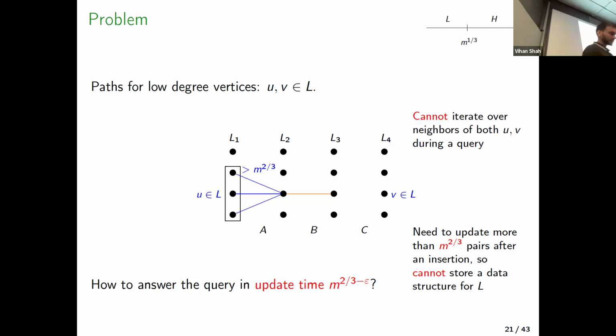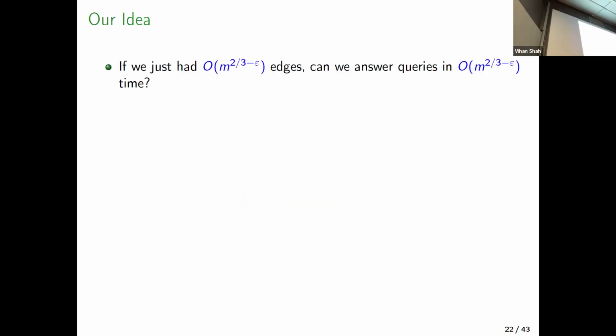So what is the idea? Okay, everyone on board? Good. So let me ask a good question. What if you had m to the 2/3 minus epsilon in this? Can we answer queries in that much time as well? And we're like, okay, of course. This is linear in the number of edges. So of course we can do this.